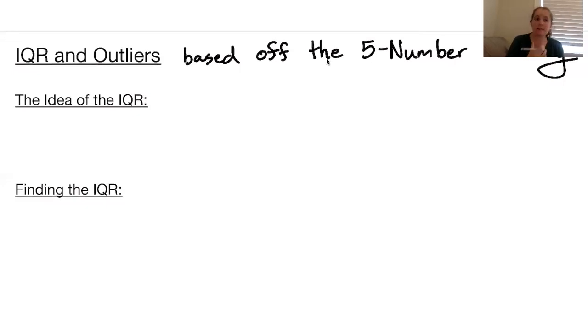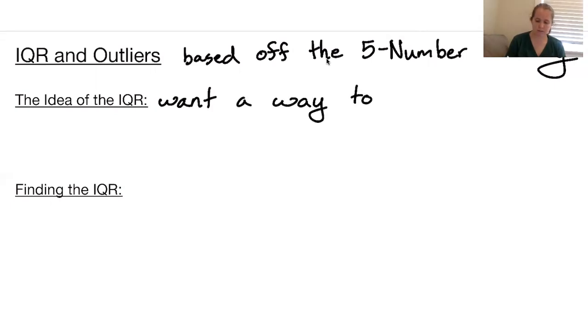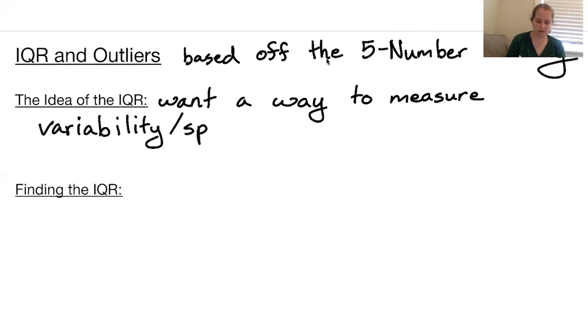So the idea of the IQR, basically we want a way to measure variability that's not just based off the first and last data value, or smallest and largest data value. So we want a way to measure variability or spread that is not based off just the smallest or largest number.